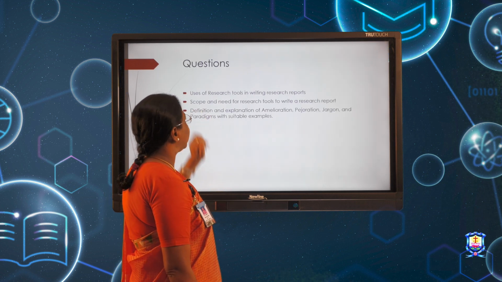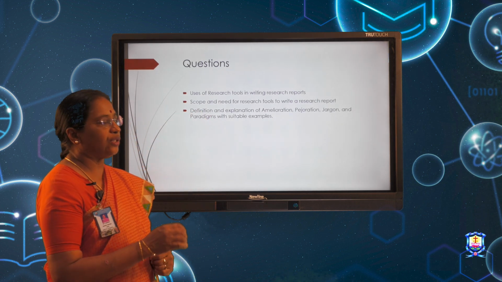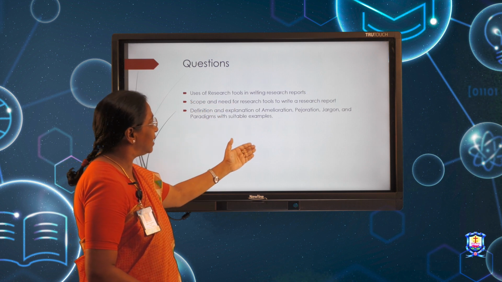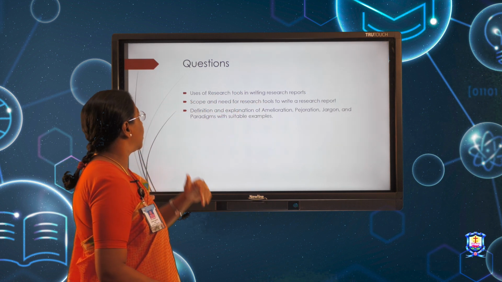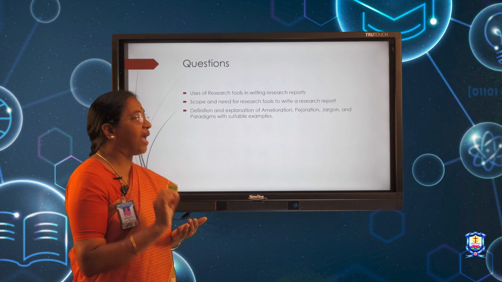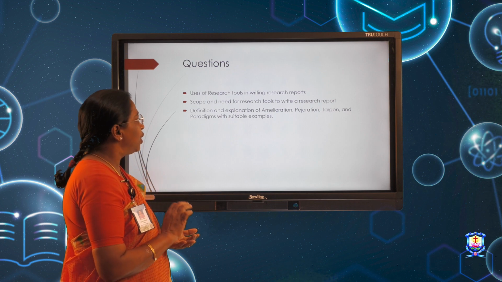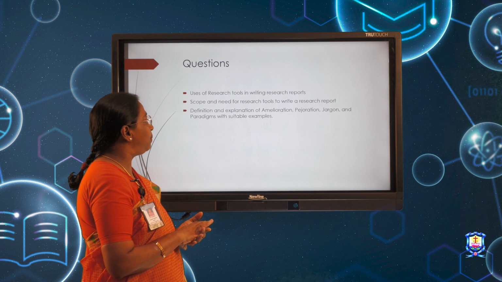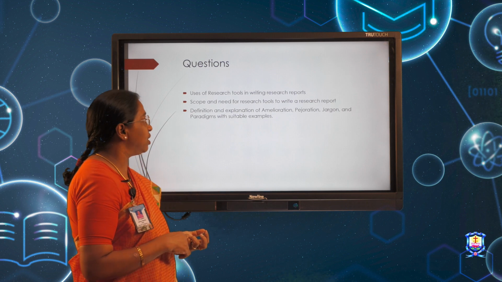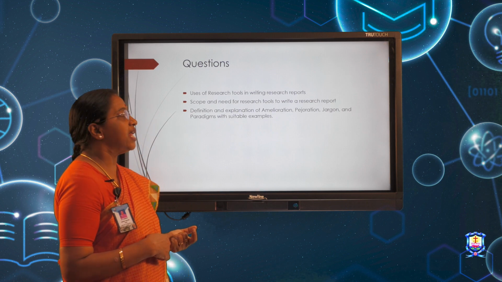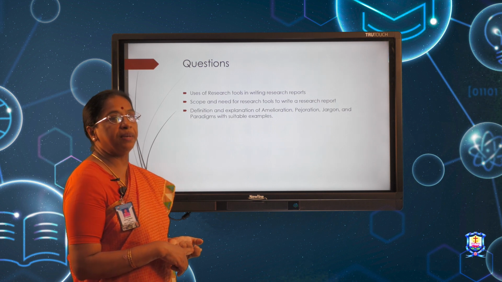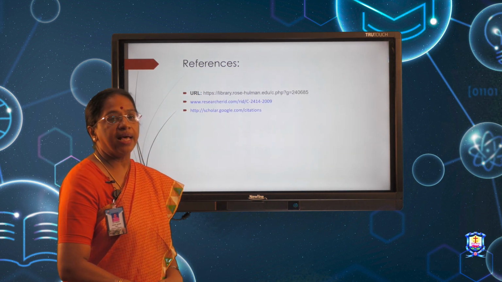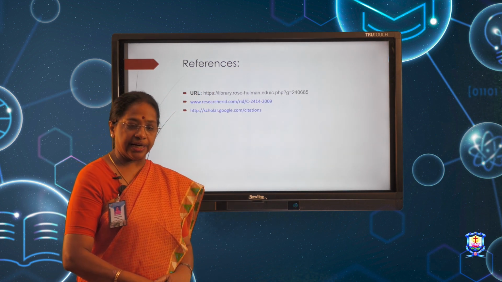Here we have the questions related to the topic: the uses of research tools in writing research or research reports; the scope and need for research tools to write a research report; and the definition and explanation of amelioration, pejoration, jargon and paradigm with suitable examples. These are the references which we can relate to for further reading. Thank you.